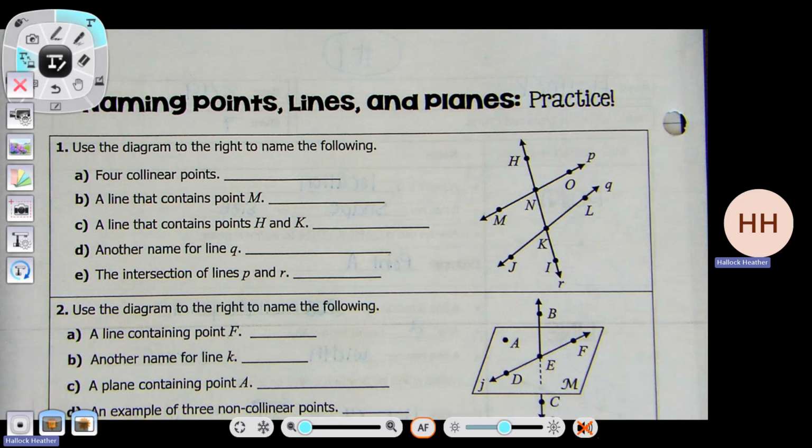A line that contains point F. You could put MN with a little line on top. So you would have to use two letters. You could say MO, you say NO. So when we name a line, you use two letters. When you name a plane, it's three letters. So a point is one, a line is two, a plane is three. And you would just list all those points.